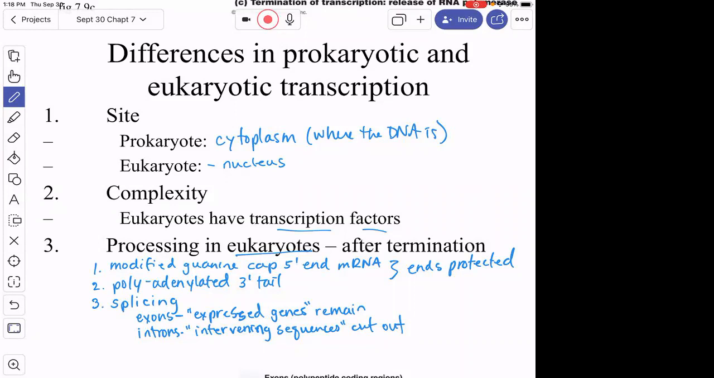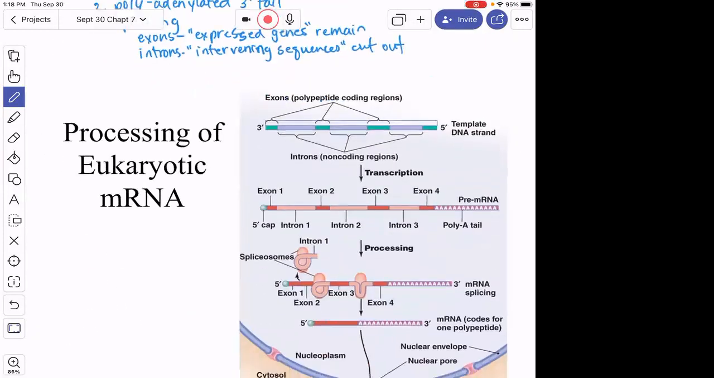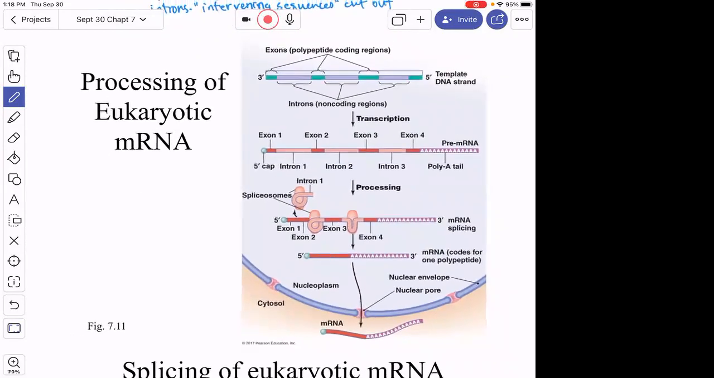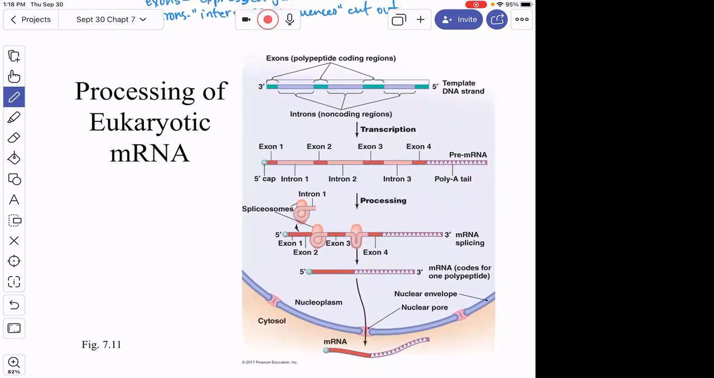All right, so if you look at this picture from your book, it's helpful in showing that, again, this is eukaryotic messenger RNA. Here's what they call the pre-messenger RNA. So we've got the 5' cap has been added.